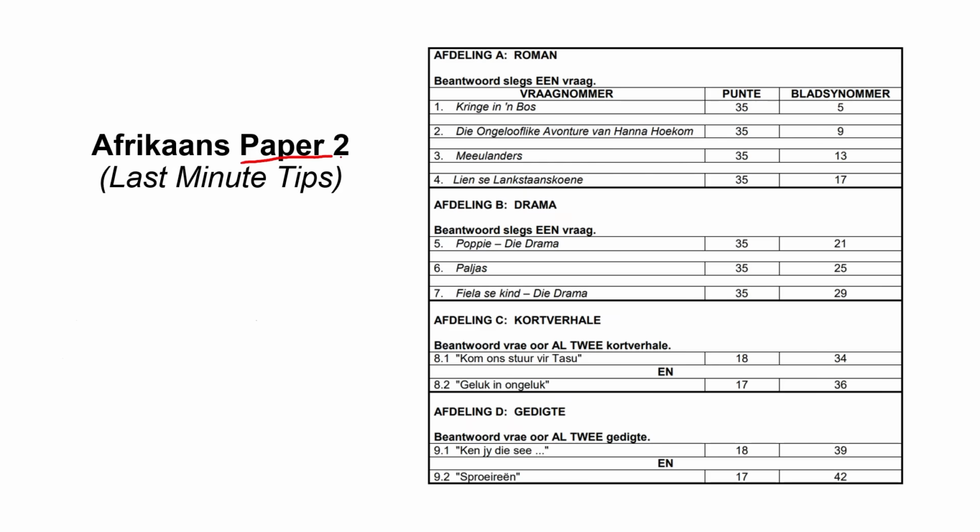So, last minute Afrikaans paper 2 tips. Now, your paper is out of a grand total of 70 marks. It's going to be 35 times 2, which is equal to 70. And you pick any 2 questions.